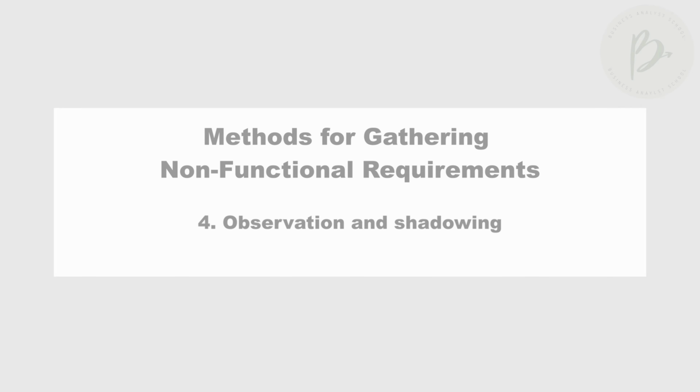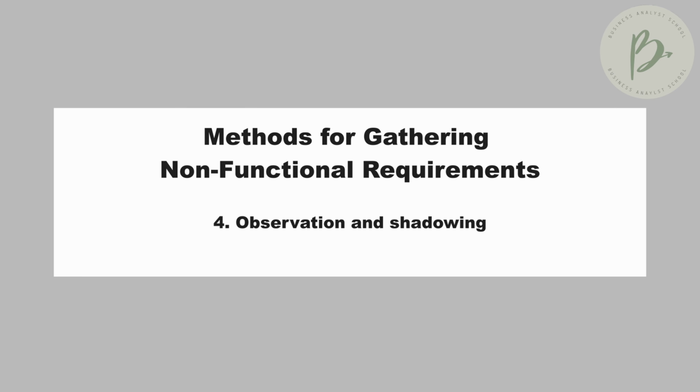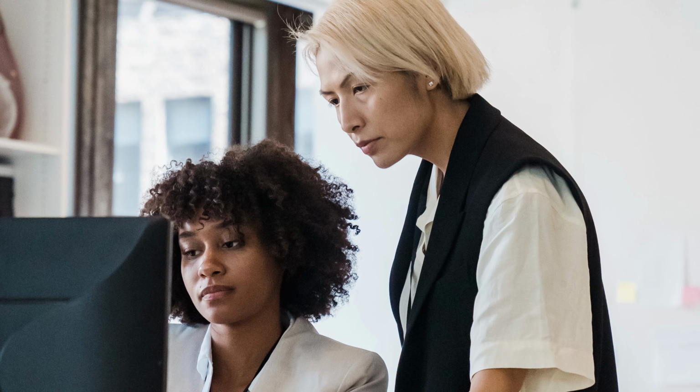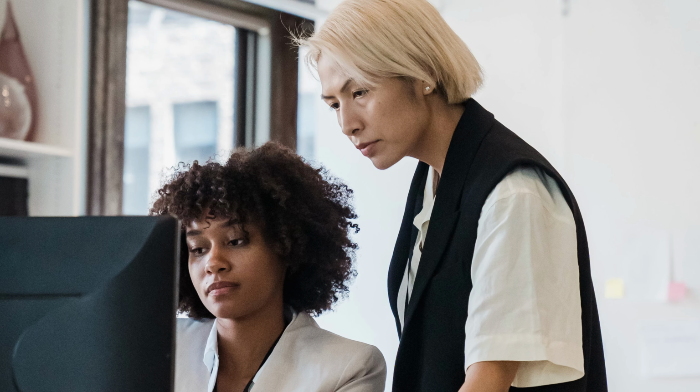The fourth method, I'm going to give you guys 5 methods, okay? The fourth one is observation and shadowing, which is one of the techniques we use as well for gathering requirements. As a business analyst, you would observe the users that are interacting with the system. And doing this can help reveal unspoken needs related to usability and performance. You just watch them use the system so that you are able to understand the performance and how the system works.